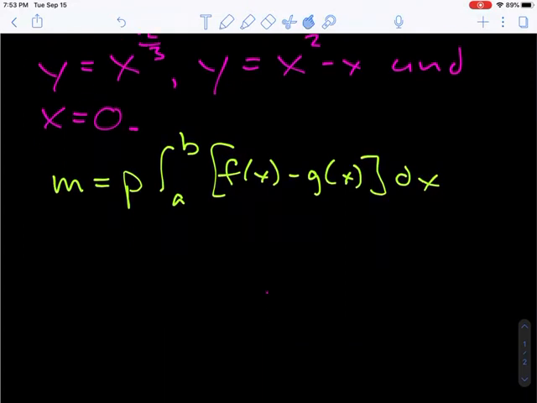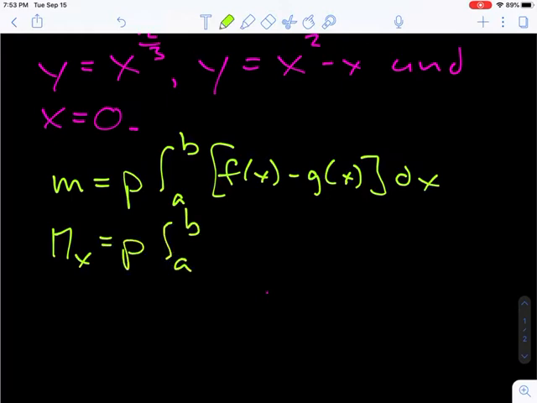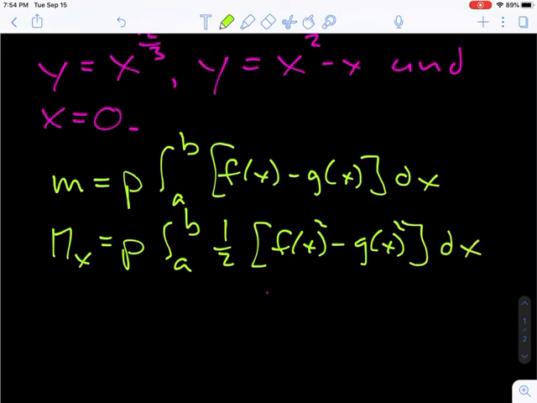The other thing that we need to know is capital M sub x. This is the moment about the x-axis, and that is also equal to rho times the integral from a to b of 1/2 times f of x squared minus g of x squared dx.